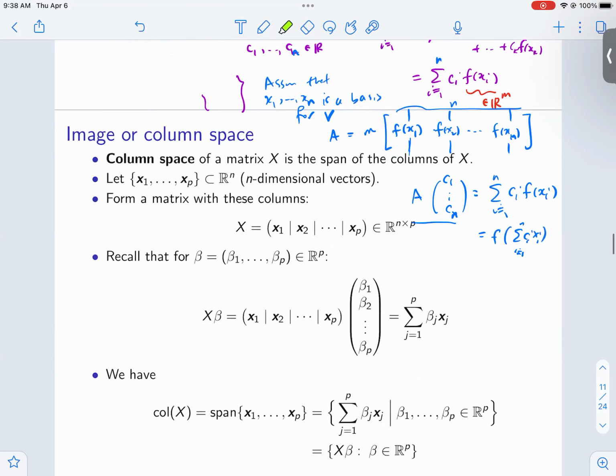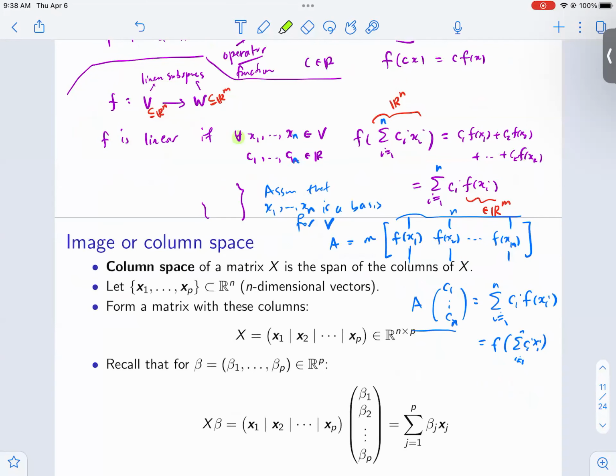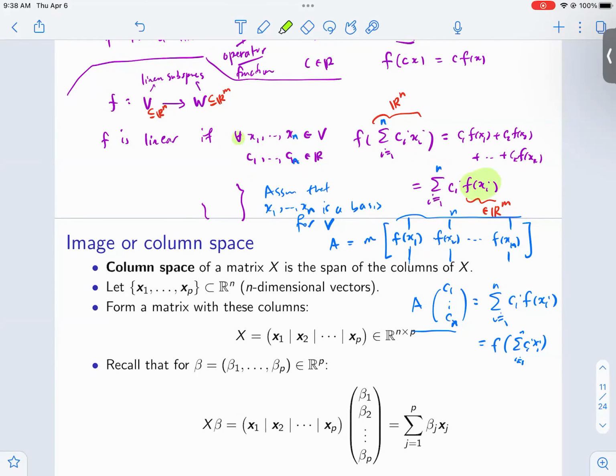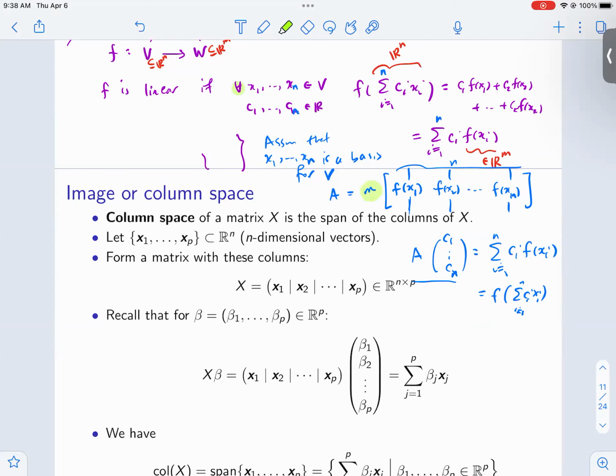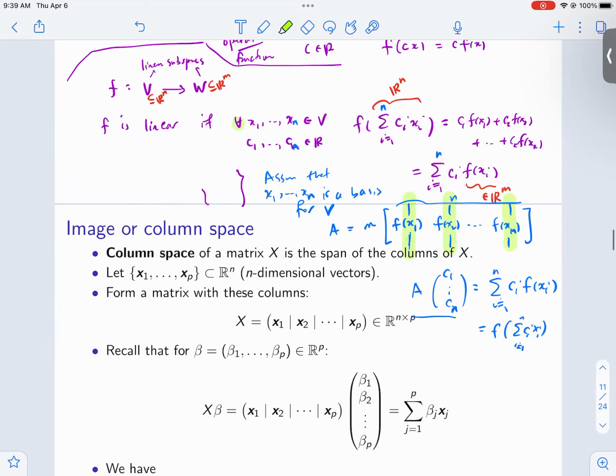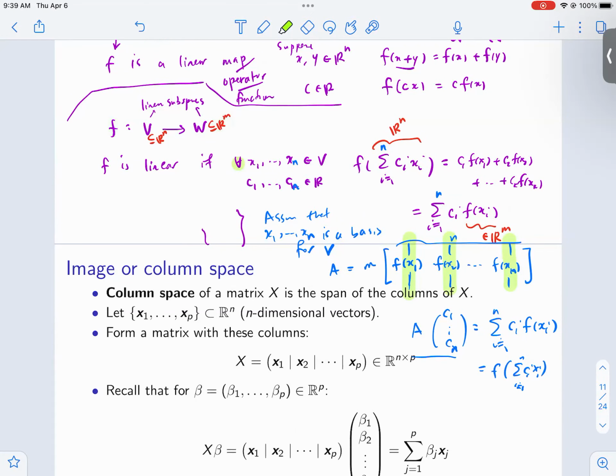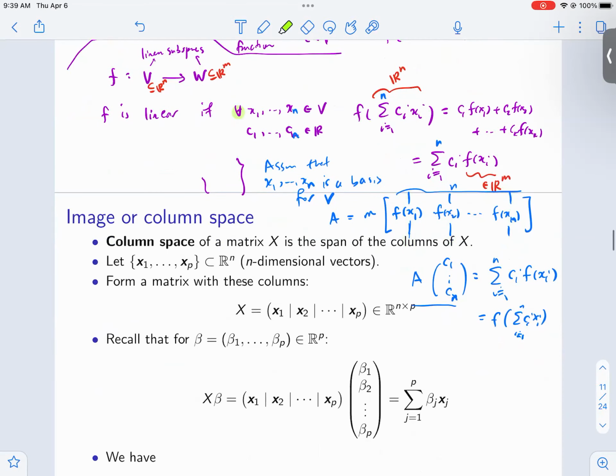So if you take it one step further, we can just arrange these Fxi's into a matrix. You think of this matrix as a matrix whose columns are these Fx1, Fx2 up to Fxn. So these are m-dimensional vectors, because I'm assuming that F maps to Rm. So f of x1 is m dimensional, f of x2 is m dimensional, and so on. And I have n of them because I'm assuming that, let's say, v is n dimensional. And so I put them as the columns. So this defines a matrix. So it would be like an m by n matrix.